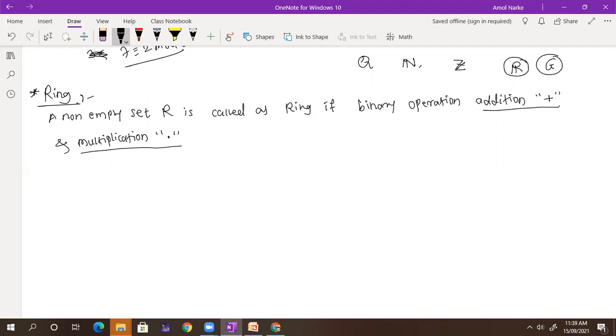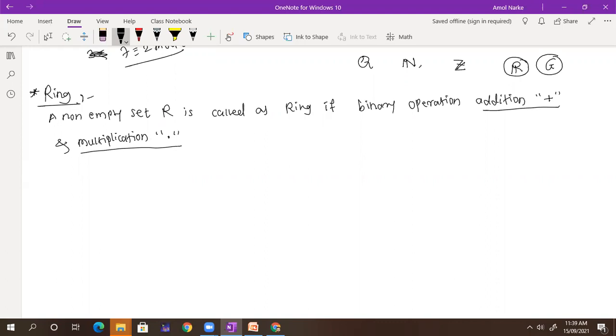In a group, how many operations do we have? Only one operation, either it is plus or it is product. Yes or no? Are you getting what I'm trying to say?